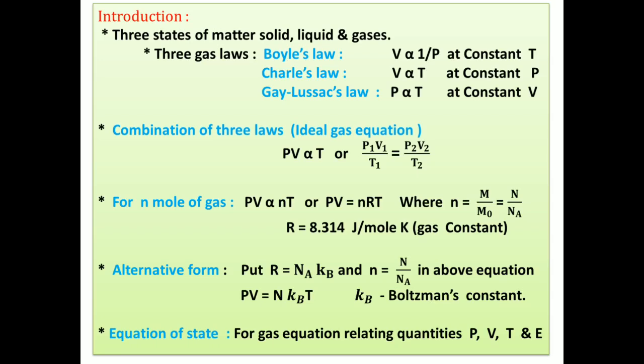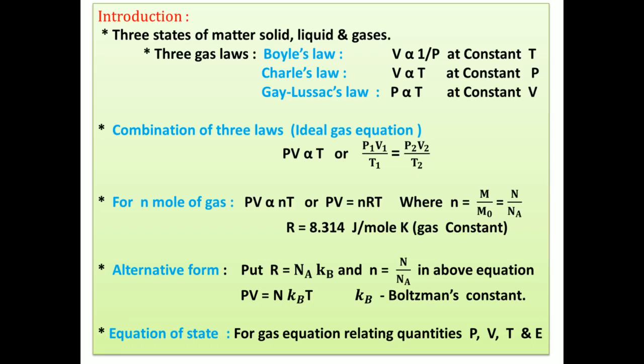It is stated as: volume of a given mass of gas is inversely proportional to its pressure at constant absolute temperature. Second law is the Charles law: volume of a given mass of gas is directly proportional to its absolute temperature at constant pressure. And third law is the Gay-Lussac's law: pressure of a given mass of gas is directly proportional to absolute temperature at constant volume.